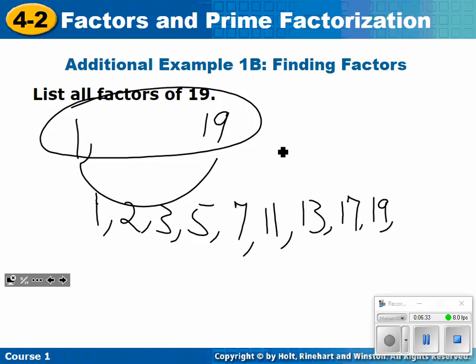7 times 3. What about 22? No. 23? Prime. 24? 25? 5 times 5. 26? 27? What is it? 9 times 3? Yeah, okay. 28, not prime. 29? 29 is prime. Notice they're getting farther apart, aren't they?